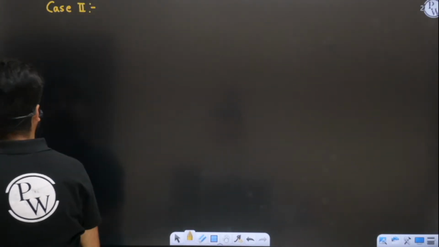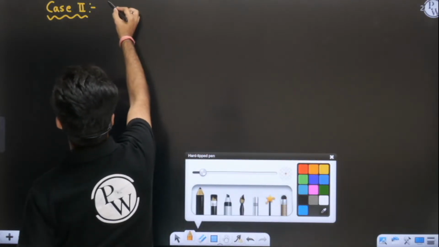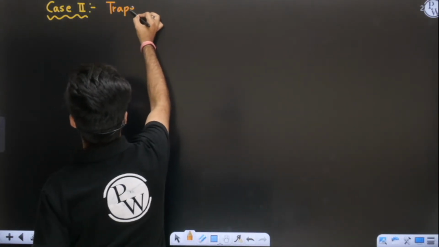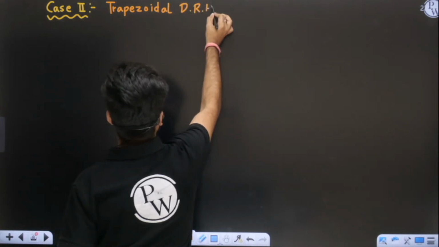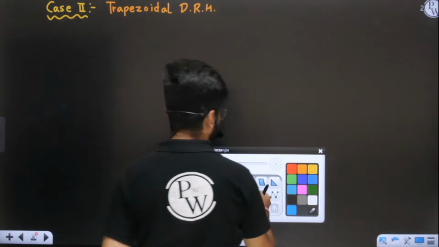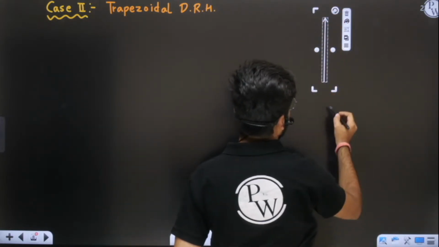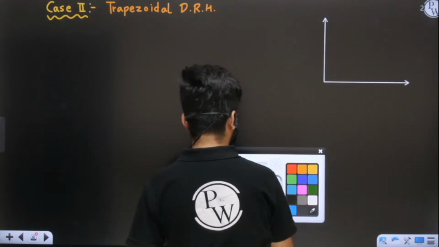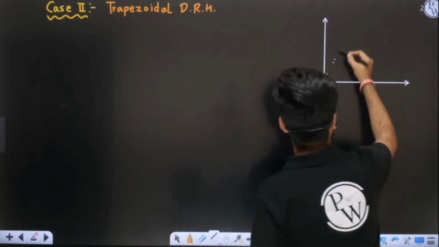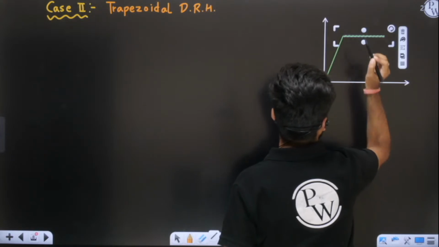Now we will move on to case 2. Case 1 is triangular DRH. Case 2 is trapezoidal DRH. So in the trapezoidal case, let us say this is my trapezoid. So then what will happen here?